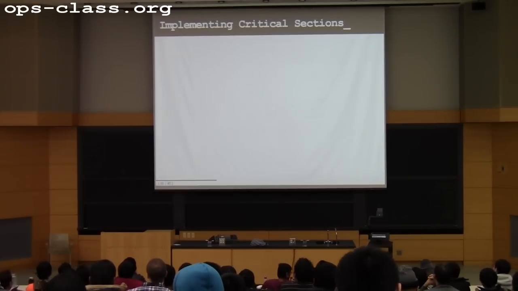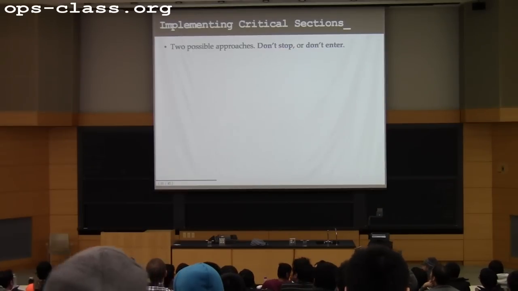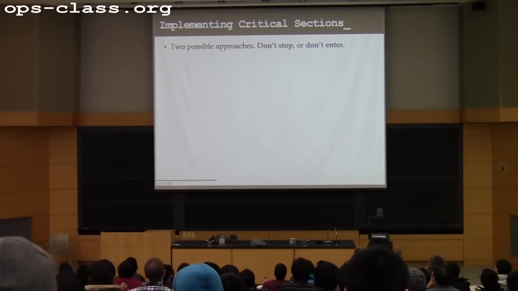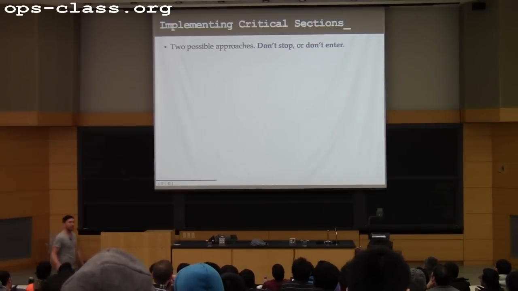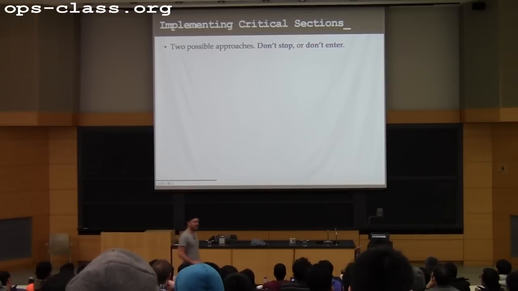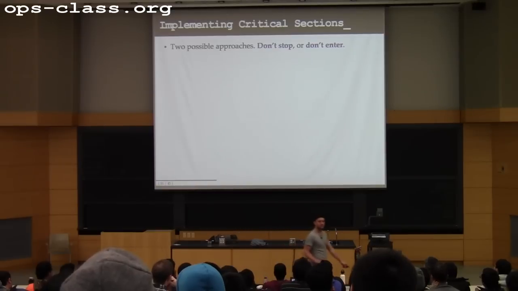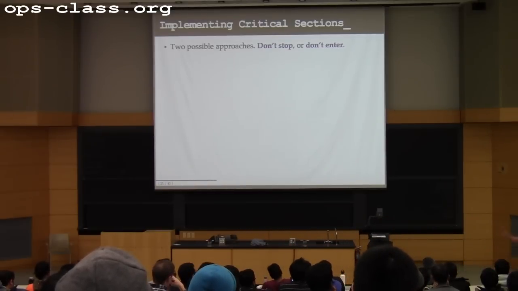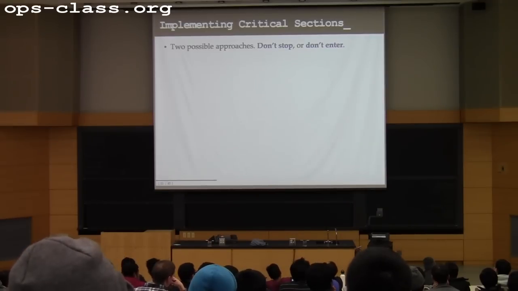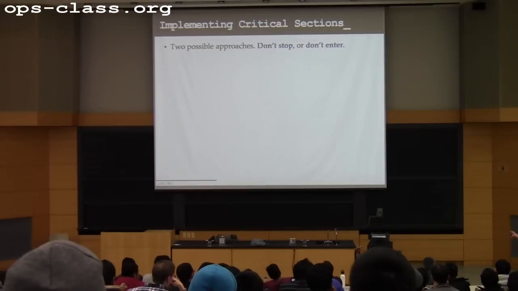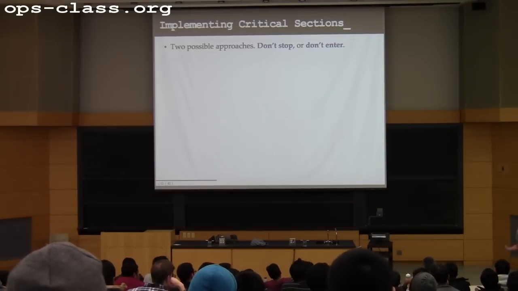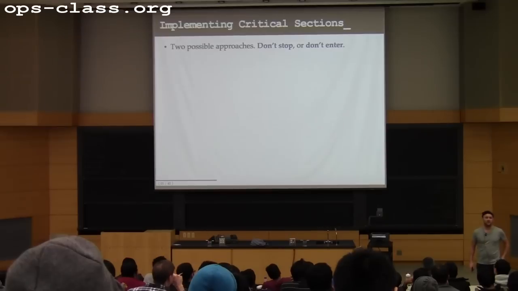All right, so how are we going to implement a critical section? There's two ways to do this. The first way is don't stop when you're inside the critical section. Once you get in there, don't stop running, right? Again, if I stop and I don't do the other thing, then it's possible somebody else will get in, right? So one way is as soon as I'm inside the critical section, ensure that the system will not stop me from running. The second way is don't allow other threads to enter the critical section while one's inside.